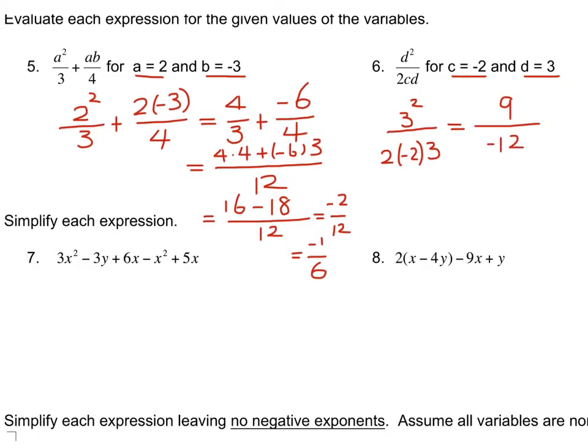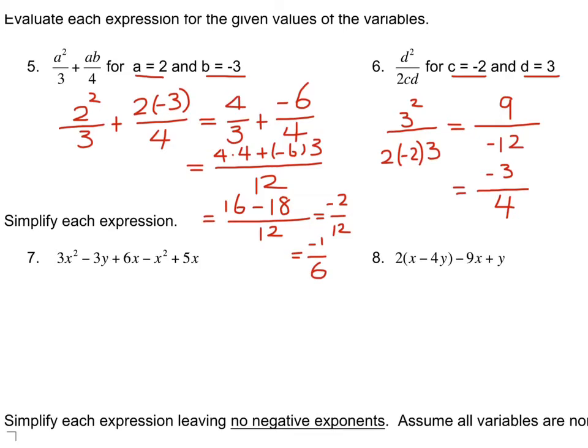9 and 12 have the same common factor of 3. So reduce top and bottom by 3. I have negative 3 over 4. We like to leave the negative sign at the numerator. So I would strongly suggest you put your negative at the numerator, at the top. Next one, simplify each expression.